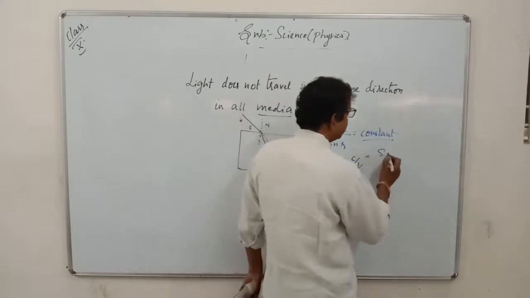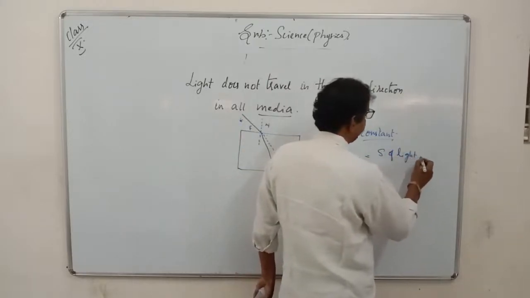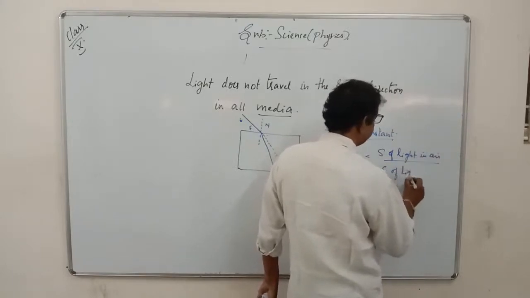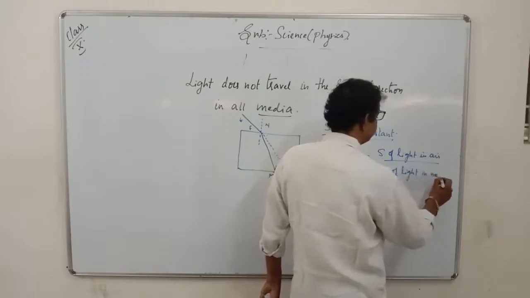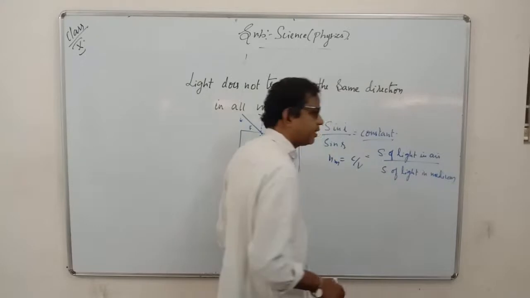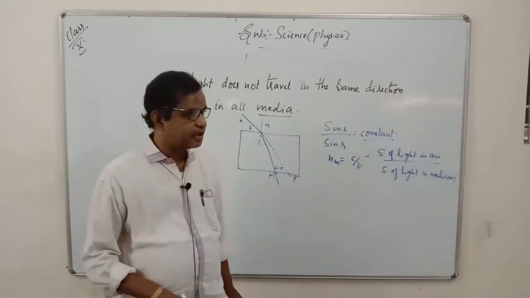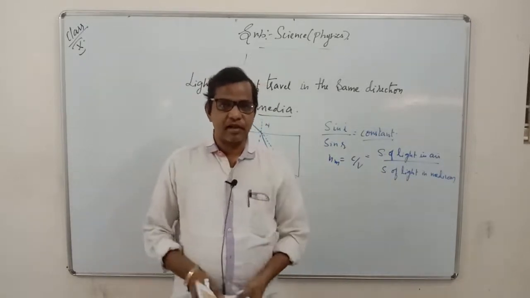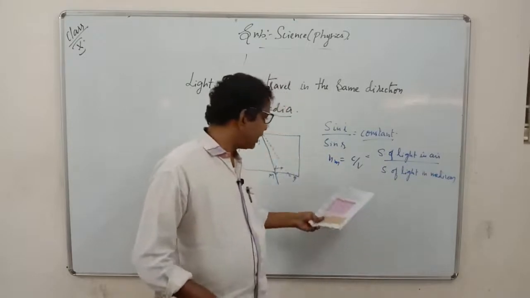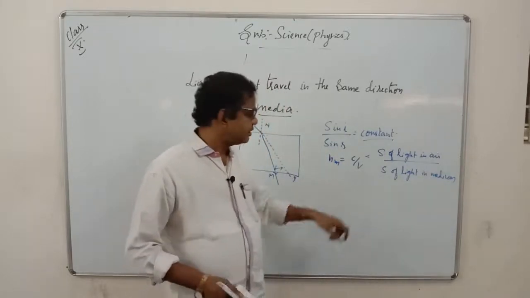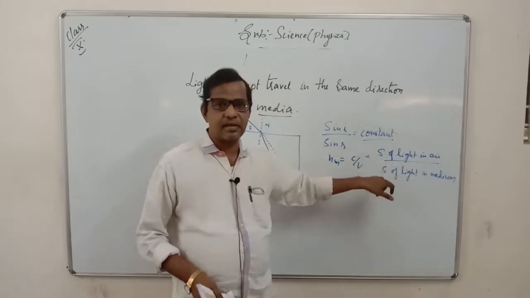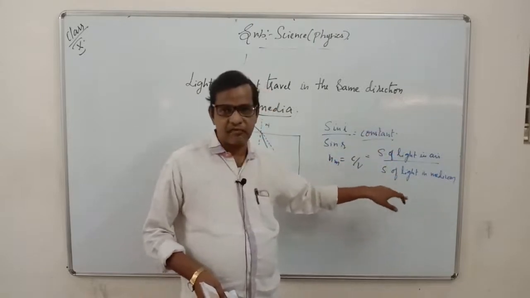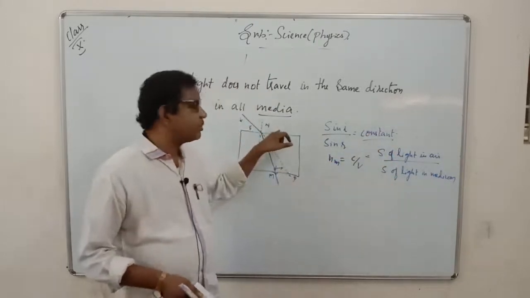So this equals the speed of light in air by the speed of light in medium. One is the speed of light in air, another one is the speed of light in the medium. So this is how we will get the refractive index here. That is n_m equals c by v, nothing but the speed of light in air by the speed of light in the medium, as the light changes its direction from one medium to another medium.